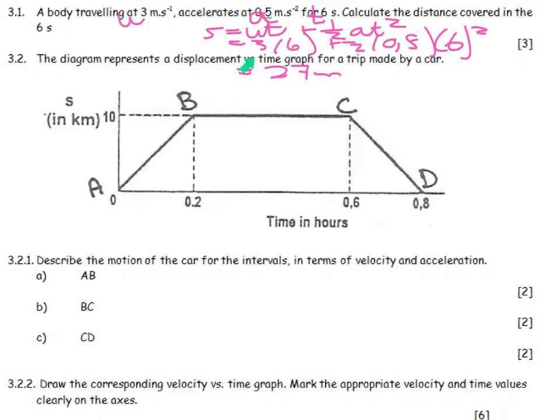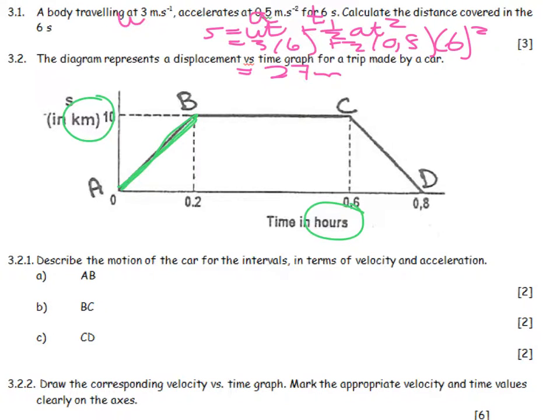The diagram represents a displacement versus time graph for a trip made by a car. Now this is a classic shape for a velocity time graph, so people get all confused, but there's no reason to. The other thing that's weird about it is that the displacement is in kilometers and the time is in hours. So they say describe the motion from A to B.